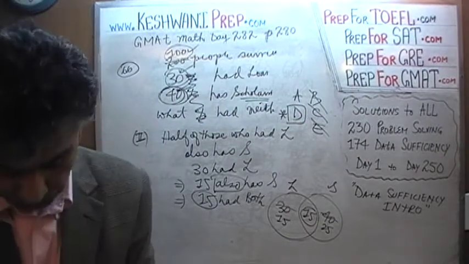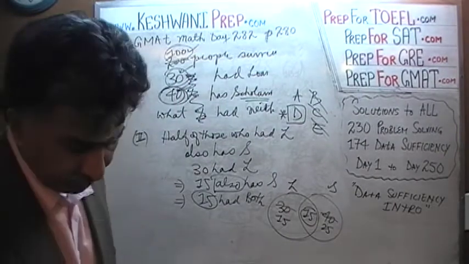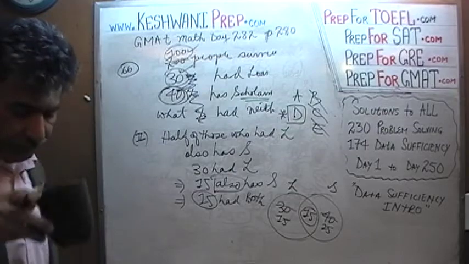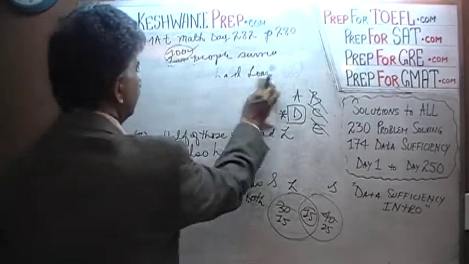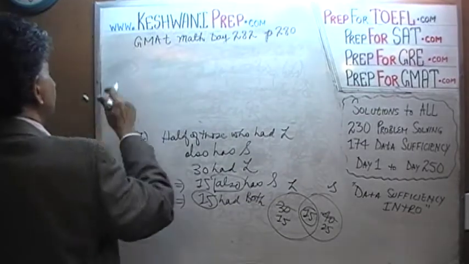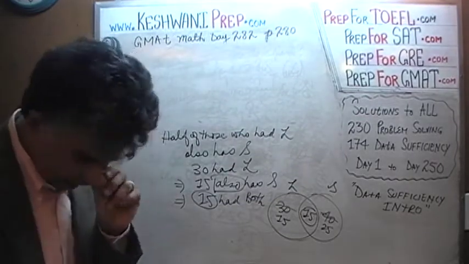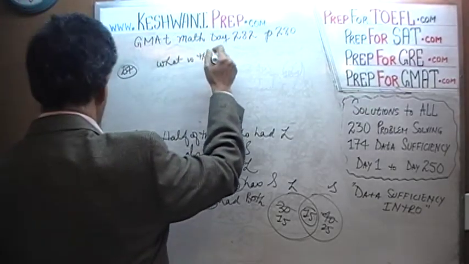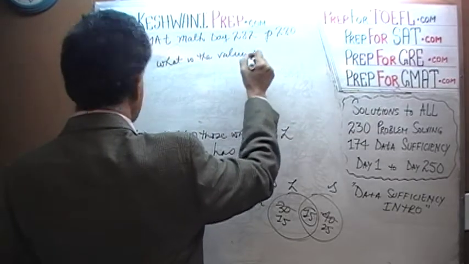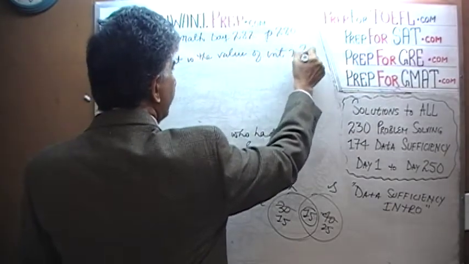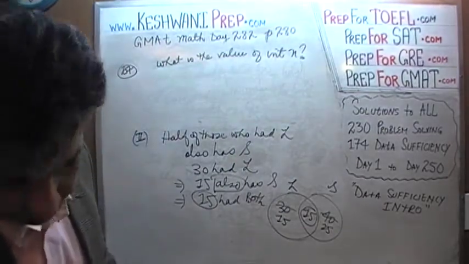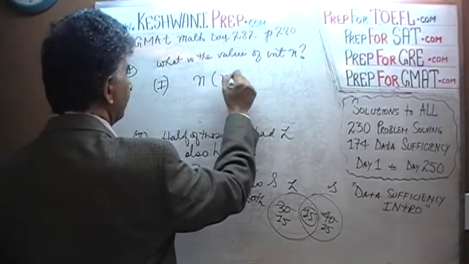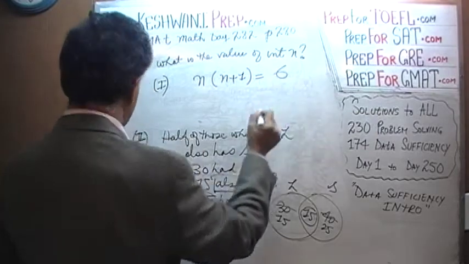Do you understand? Let's go to the next one, number 67. The penultimate problem. Number 67. The question is, what's the value of integer n? That's all. Very simple, very straightforward question. Let's see what they tell us. Statement 1 tells us that n times n plus 1 equals 6.